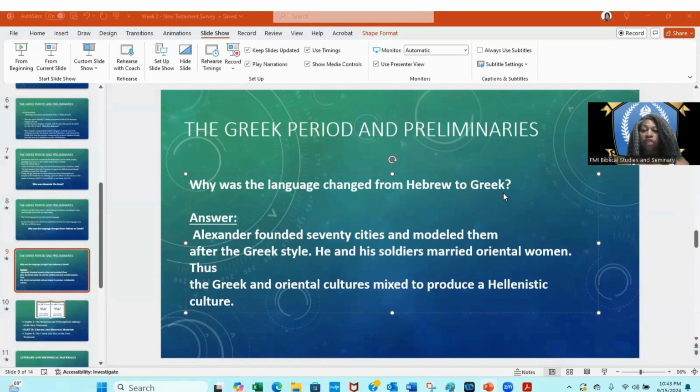Why was the language changed from Hebrew to Greek? And the answer: Alexander, or we could actually say Alexander the Great, that was his name. He founded 70 cities, modeled them after the Greek style. He and his soldiers married Oriental women. Thus, the Greek and Oriental cultures mixed to produce the Hellenistic culture. And so this is an answer.